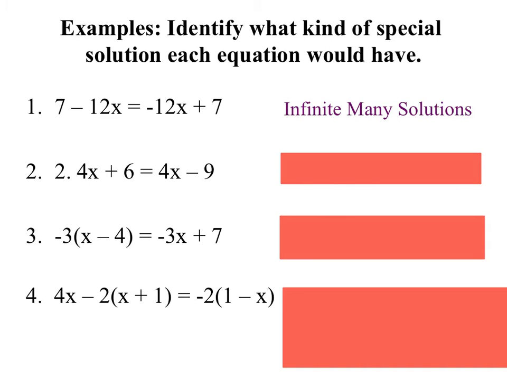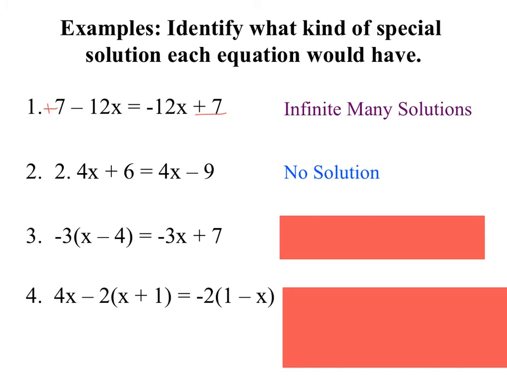So number 1 should have been infinite many, and again, it's because I have the same coefficient and same numbers. I know it's a little out of order, but that's a +7. This is also a positive, and then the 12x's are both negatives. The second one should have been no solution, and that is because you see the exact same, and I'm sorry about that extra 2 there, but you have the same coefficient with different constants, so these are not equal, which means they're never equal.